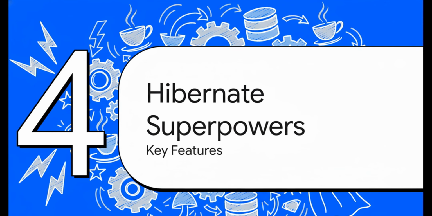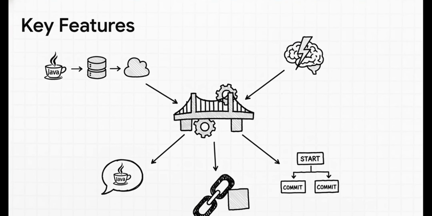Now that we've seen the basic process, let's get to the really cool stuff. These are the superpowers that make Hibernate an absolute game changer for developers. These features right here are the heart and soul of Hibernate. First, you get database independence. That means you can switch from, say, MySQL to PostgreSQL with almost no code changes.